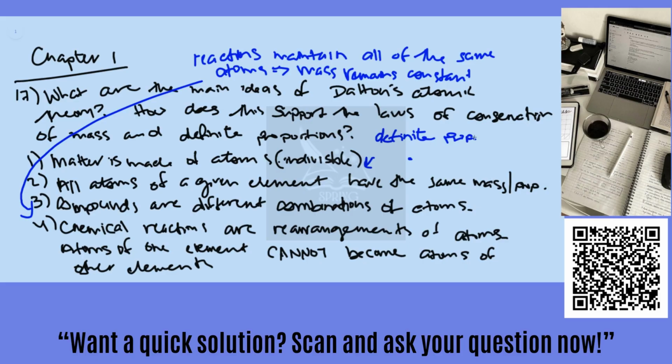And so in line with all of these ideas, the idea of definite proportions fits in here because the rearrangement of atoms in different chemical reactions maintains the number of atoms in the original substances, and thus maintains the proportions of those atoms from the starting substances to the final substances.